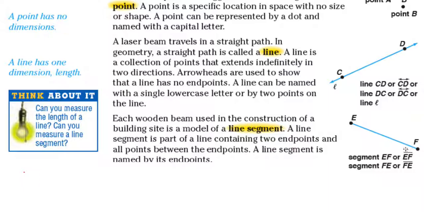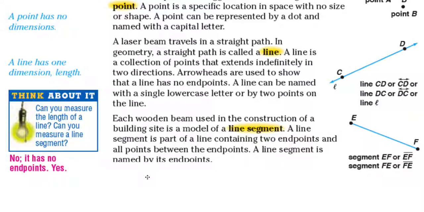Notice the difference between the symbol of a segment and the symbol of a line. The symbol of a line has arrowheads. The symbol of a segment does not have arrowheads. So this can be segment EF or segment FE. To answer the question, can you measure a line segment? The answer is yes, because it has endpoints. A line does not have endpoints, so you cannot measure a line.